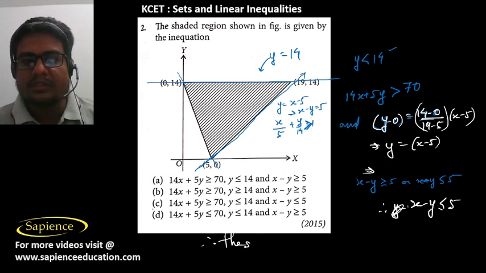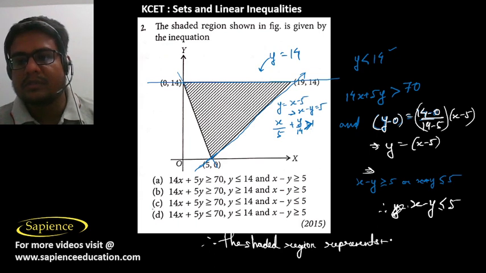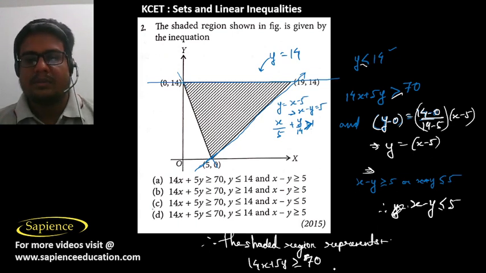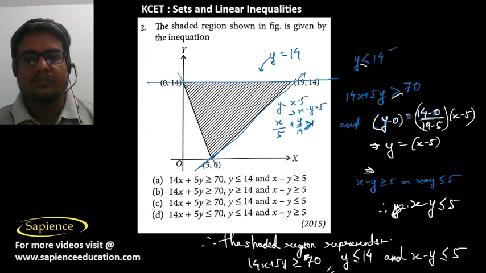Therefore the shaded region represents the inequalities. One is 14x plus 5y greater than or equal to 70, and y is less than or equal to 14, and x minus y is less than or equal to 5. It means that option C is the correct answer.